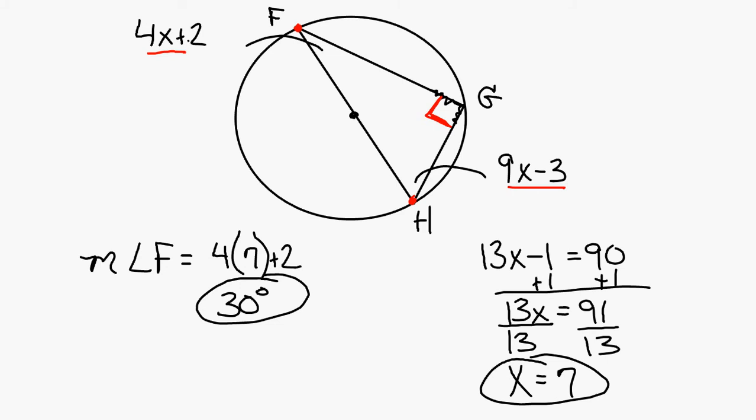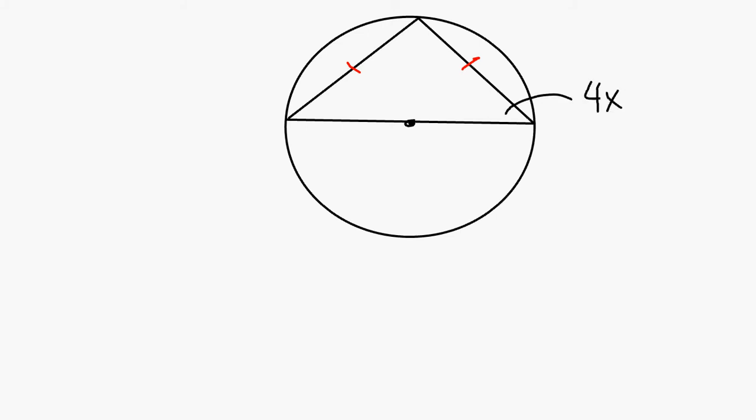There's another problem in your assignment that you need to recognize. Take a look at this circle. Here's our center. Chord going through the center is the diameter. Now, if you get this picture, and you get tick marks on the sides of this inscribed angle, and you're told that one of the angles is 4x plus 10, and you're asked to solve for x, or you're asked to find an angle measure.